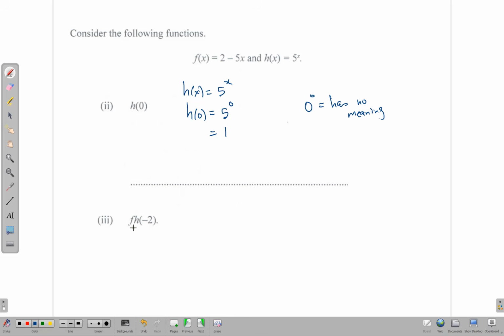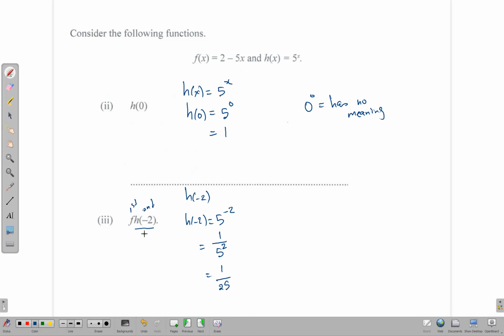And next we want to calculate the compound value f of h of negative 2. So when we're calculating compound values, what we do is that we work out the last one first. So let's number them, first and second. So we're going to work out the second one first. So first we must find h of negative 2, which means that we're going to make a substitution into h of x equal 5 to the x. So h of negative 2 is going to be equal to 5 to the negative 2. And that means 1 over 5 squared, which also means 1 over 25.